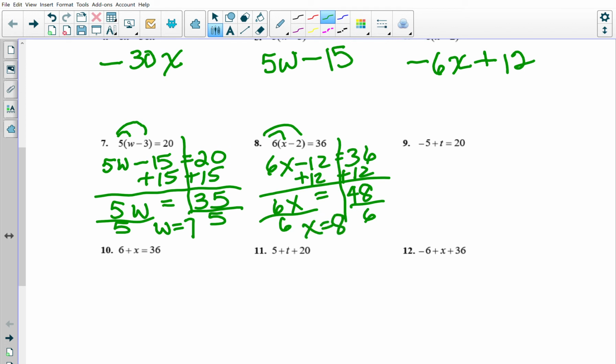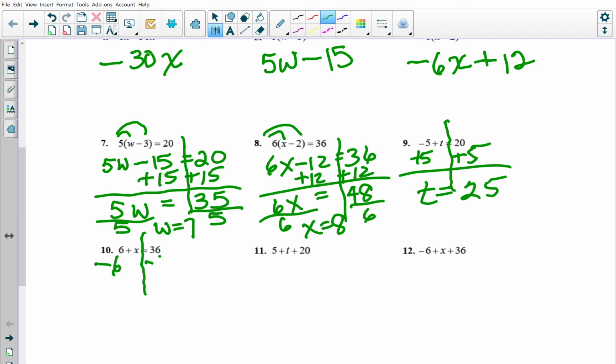Number 9, to solve this equation, I want t by itself. To get rid of the negative 5, I will add 5 on both sides of this equation, and t equals 25. Number 10, I want the x alone on the left, so I'm going to subtract 6 on both sides of this equation, and x is equal to 30.